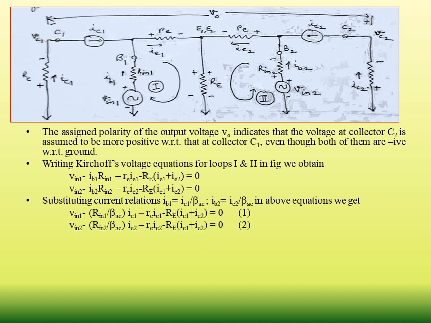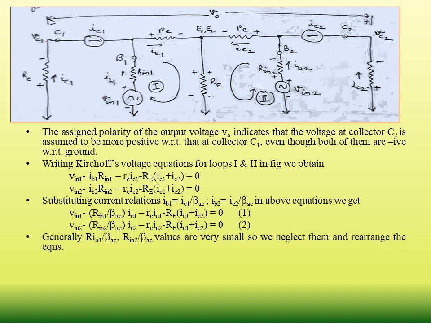Now this can further be simplified if we consider IN1 upon beta AC to be very small. Generally it is very small, so we neglect them, and finally the leftover terms can be rearranged in terms of IE1 and IE2. We get equation 3 and 4. So the simplified version of equations 1 and 2 are 3 and 4.